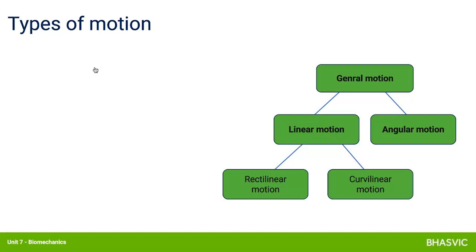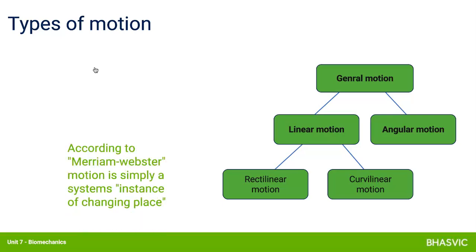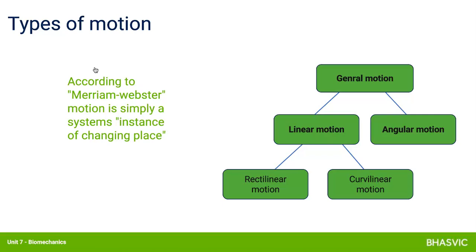So first off, we're going to look at the types of motion. In biomechanics, there are three main types of motion. These are the ones on the right in bold. However, linear motion can be divided into two subdivisions of motion, which are rectilinear and curvilinear, all of which we will cover later in the slide.